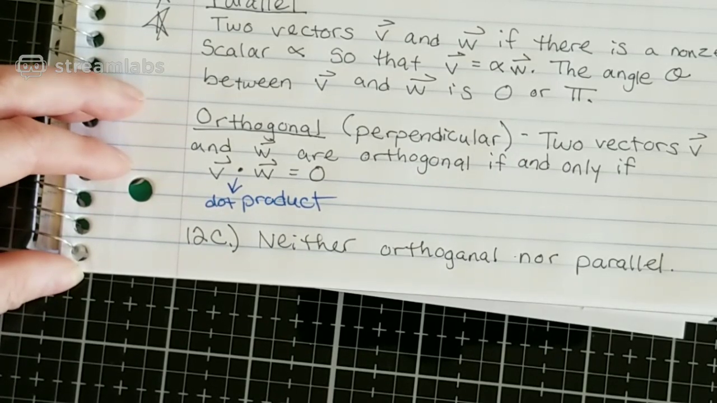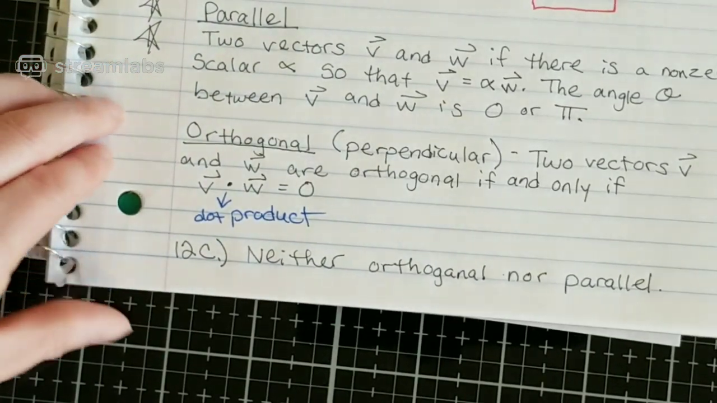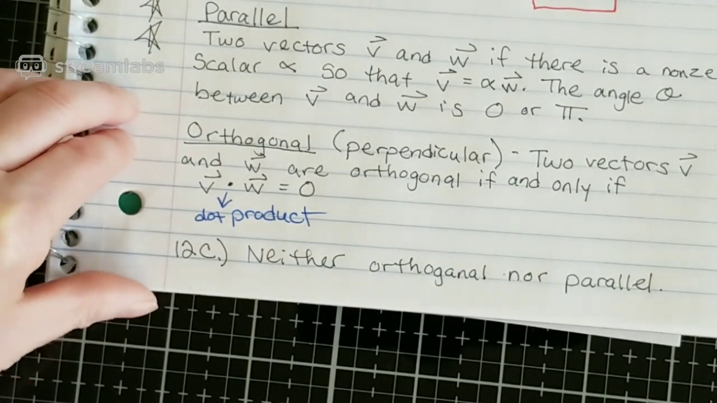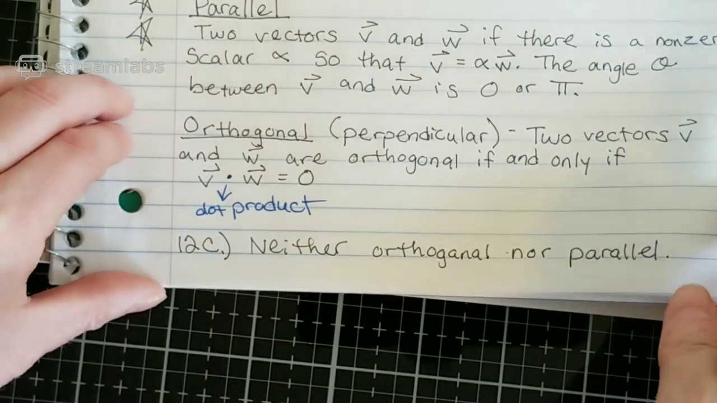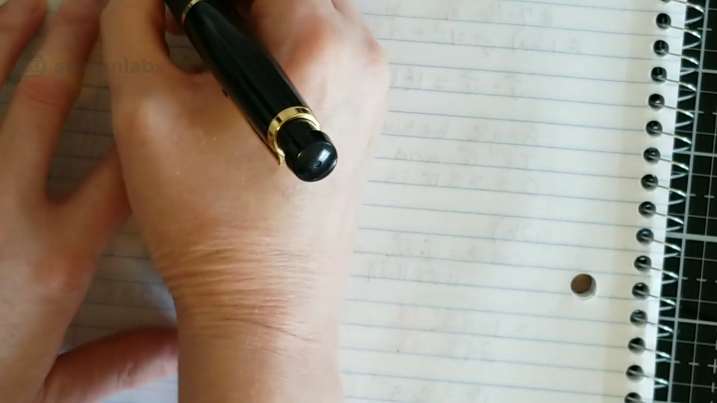All right, now I did want to give you some examples where it was parallel or orthogonal, so you would know what those actually look like instead of giving you a neither one. So I'm going to have to write on the back of this now. Okay, so next example. This one just isn't in the book.